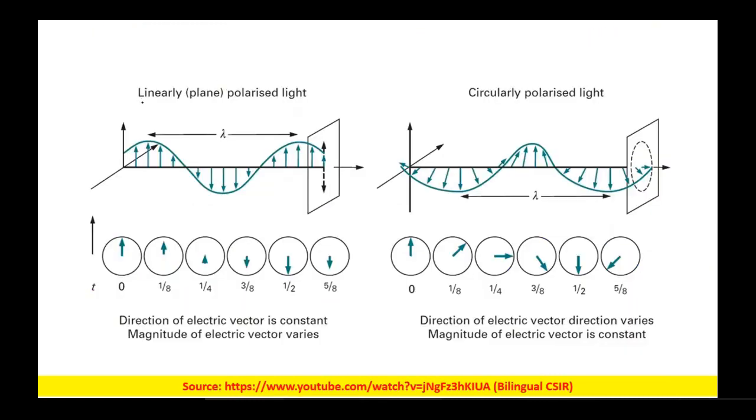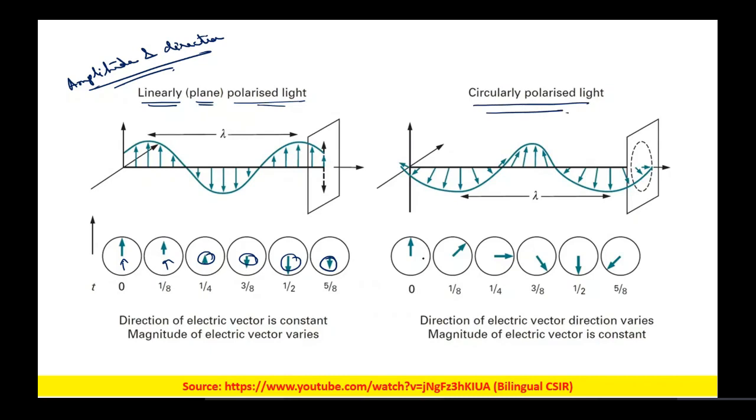So if you see over here, linearly, or it is also called plane polarized light, the amplitude of these values is varying. Not only the amplitude, also the direction. So please correct me on whatever I have told in the previous slide: this amplitude and direction, both are changing. However, in circularly polarized light, what is happening? If you see, the amplitude remains the same, only the direction changes.